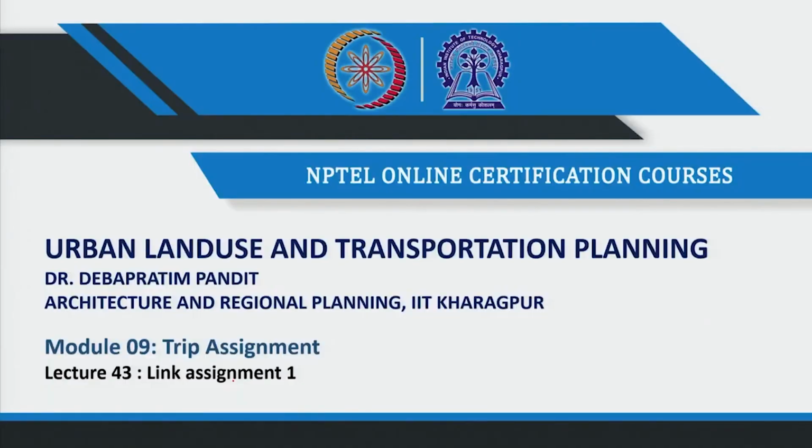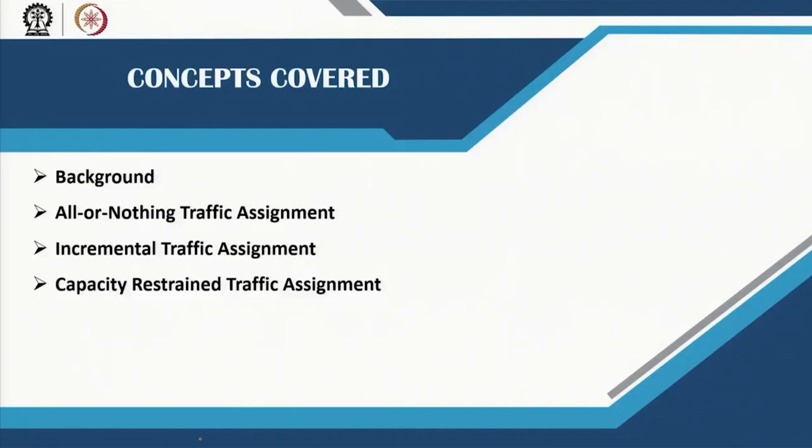Welcome back. In lecture 43, we will look into link assignment, and the link assignment module lecture is divided into two parts. So, we will start with part 1. The different concepts that will be covered: we will look into the background of link assignment, and then we will look into all or nothing traffic assignment, incremental traffic assignment, and finally capacity restraint traffic assignment. So, these are the three traffic assignment techniques that we will cover in this lecture. Other techniques will be covered in the next lecture.